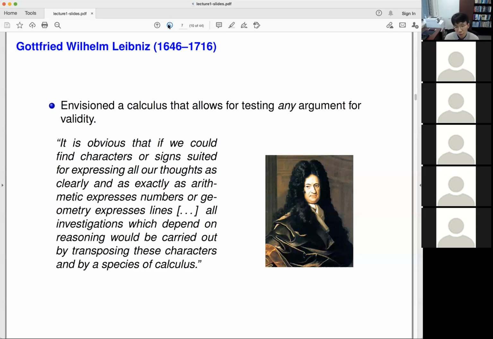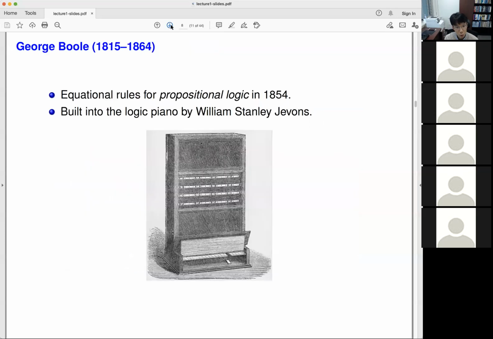And then that vision was pursued, but I think the more concrete realization of the vision was done by George Boole. What he did was come up with something called Boolean logic, and with equational rules for Boolean logic. We're going to cover his equational rules, and these equational rules can be understood as calculation rules for statements expressed in so-called propositional logic.